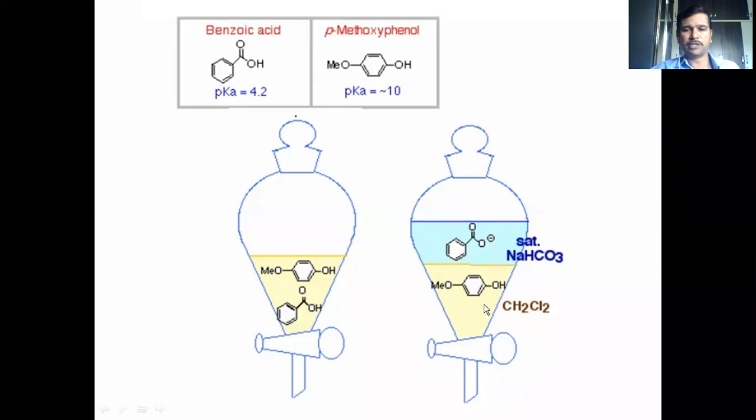Extraction efficiency means, assume you have taken 1 gram of the mixture of benzoic acid and paramethoxyphenol, each of them in an amount of 0.5 gram. 0.5 gram of benzoic acid and 0.5 gram of paramethoxyphenol are present in the mixture. Whether you have succeeded in transferring all those 0.5 gram of benzoic acid to the aqueous layer or not, this is the efficiency. So this technique is known as the liquid-liquid extraction technique.